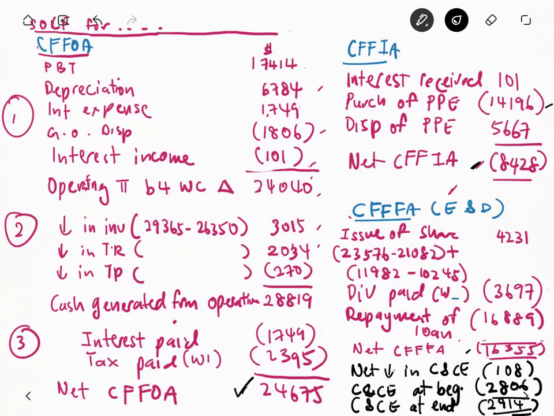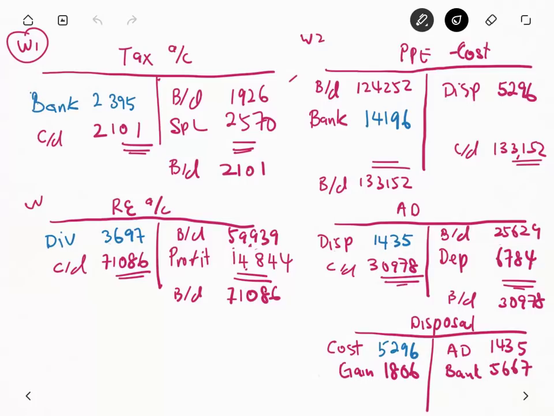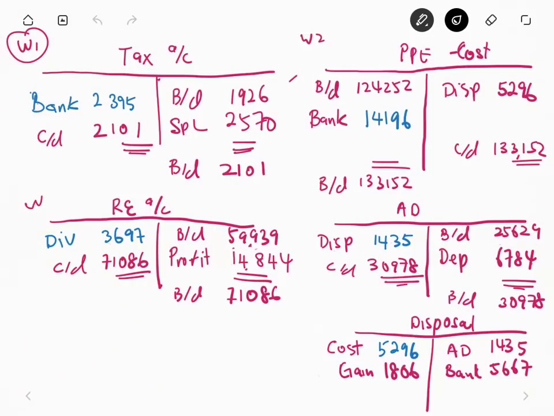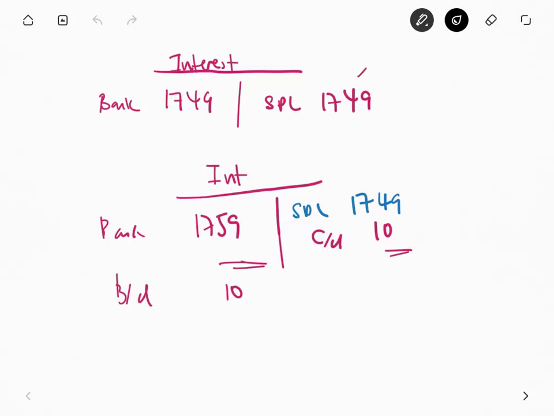Now, to understand further why gain or loss, we have to adjust, especially the gain or loss here, 1806. So our working here: PPE, accumulated depreciation, disposal. Is disposal an inflow or outflow? Inflow, 5667. I make a gain of 1806, but my inflow is 5667. Gain on disposal is 1806.